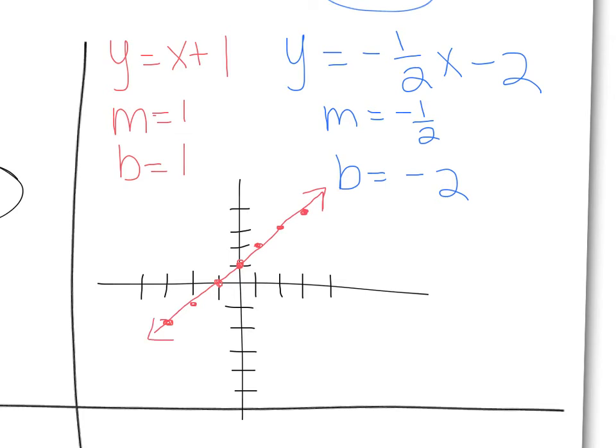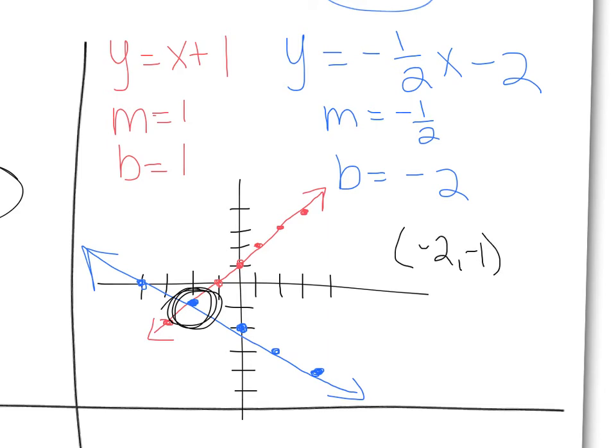Okay, for my blue line, we're going to plot the y-intercept at -2. This time my slope tells me to go down 1, right 2. Down 1, right 2. Now hopefully you notice that they're never going to cross over there, so instead let's rise 1, run -2. Rise 1, run -2. They're all still on the same line, and notice they do cross. They cross right here, and that point as an ordered pair is -2, -1.